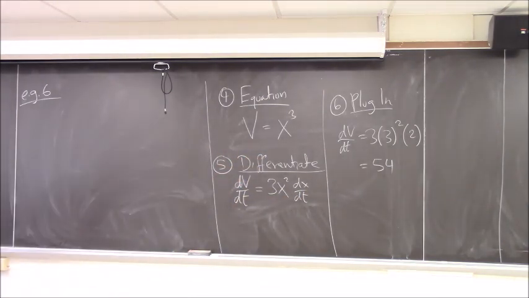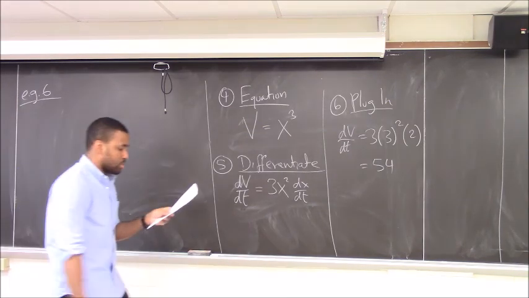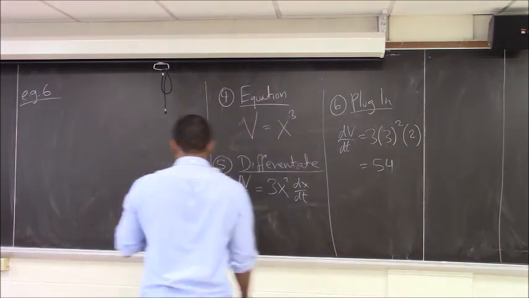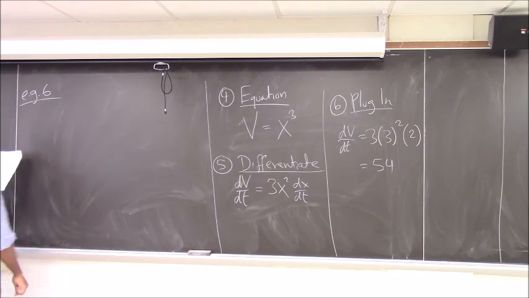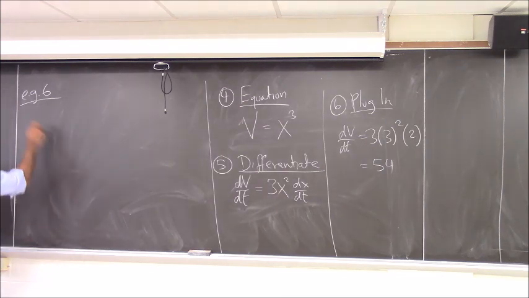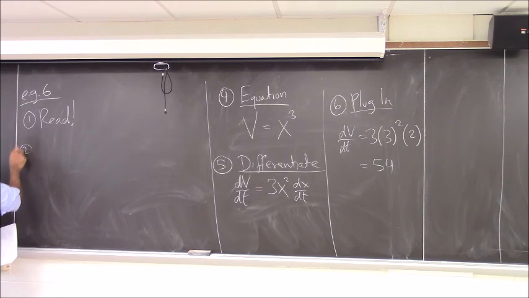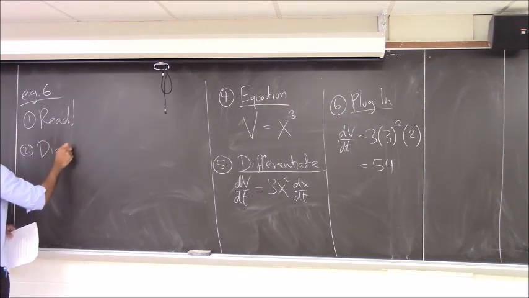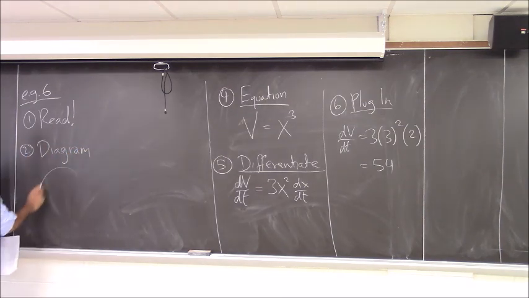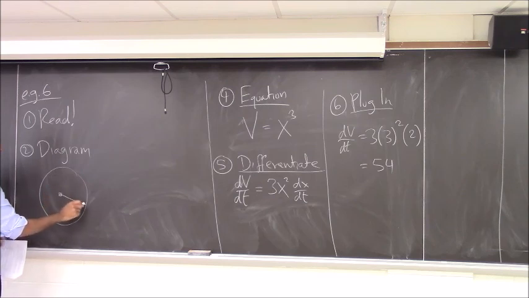Okay. Example 6, the last one. The radius of a circle is increasing at a rate of 1 meter per minute. What is the instantaneous rate of change of the area of the circle at the instant the area is 4 pi? So step 1, read. Step 2, diagram. Step 3, something in which you would define your variables as well as hopefully jog your memory as to what kind of formulas would apply to the kind of shape you're drawing.